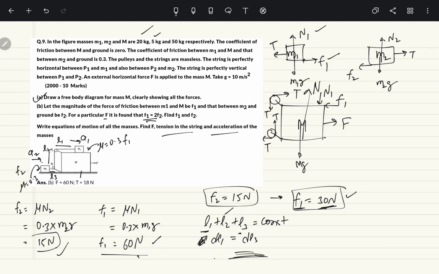So because of this, the accelerations of these two will be the same. That is the conclusion: the acceleration a1 is equal to a2, and we are assuming that it is a, let's say. Now we're going to write the equations.